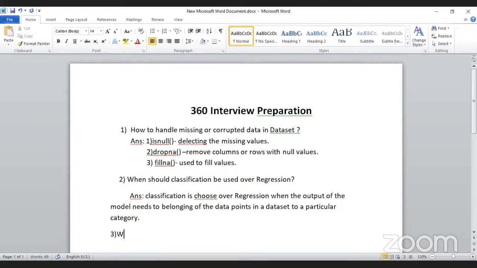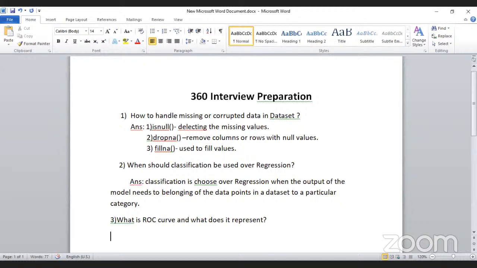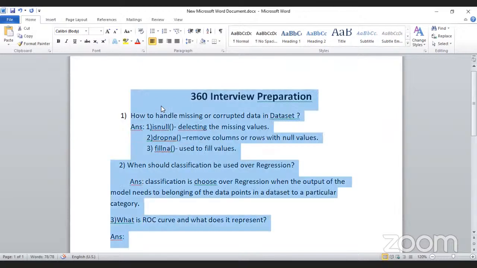What is the ROC curve, and what does it represent? What is the ROC curve and what does it represent?